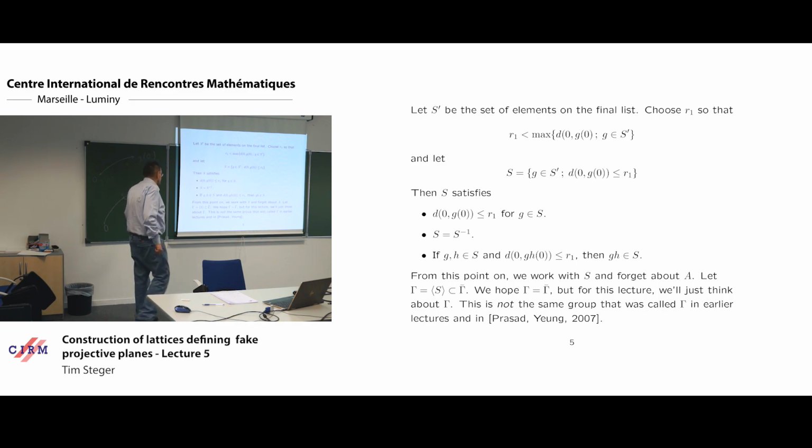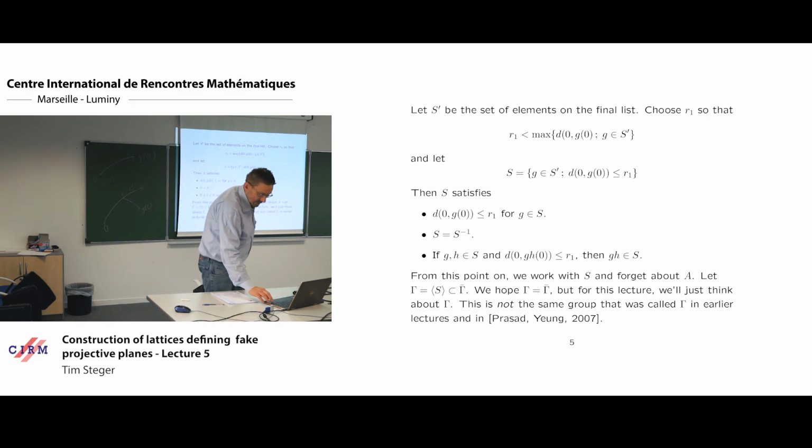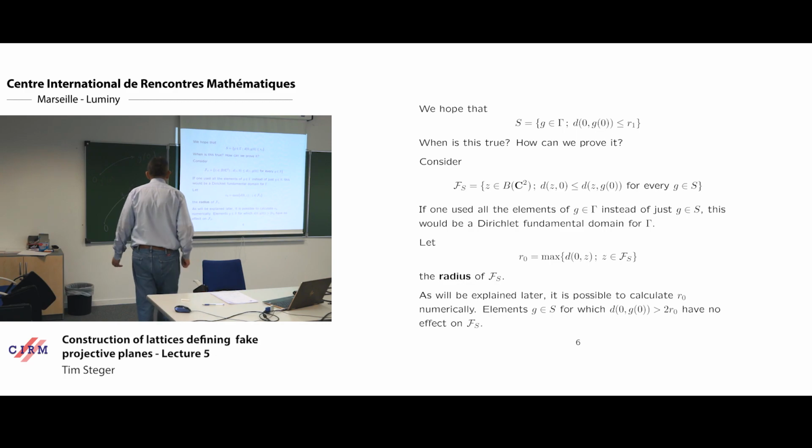Okay. Now, I no longer care about A. We'll just work with S. And also, let gamma be the group generated by S. That's in gamma bar. It may or may not be true that gamma is equal to gamma bar. We will check that later, but for the purpose of this talk, I don't even need to care about gamma bar. Let's just work with gamma, the group generated by S. Oh yes, and I remind you that there was another group gamma in these lectures and in Prasad and Yeung's paper, and this is a different one, but I'm using the same notation for two completely different things.